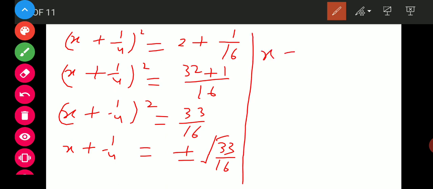So we get x is equal to 1 by 4 shifted to the right hand side. So we get minus 1 by 4 plus minus under root of 33 upon 4. So you can take the LCM, or you can say it is your answer.